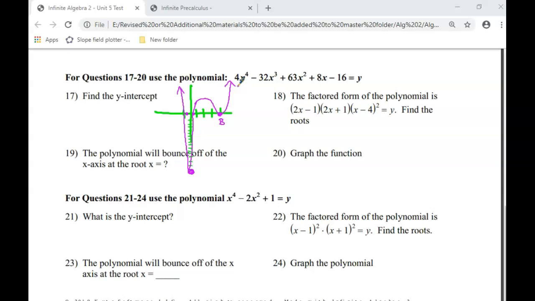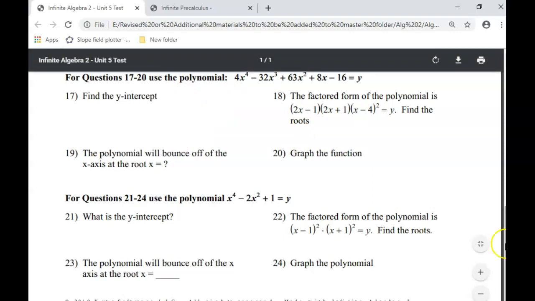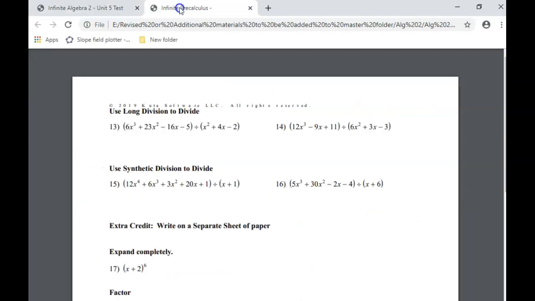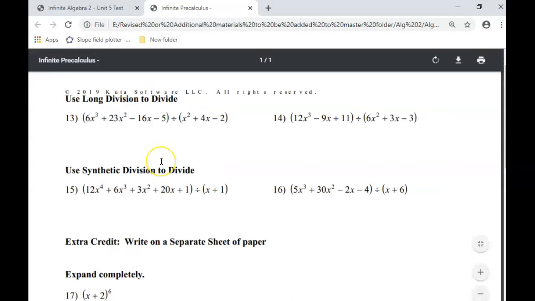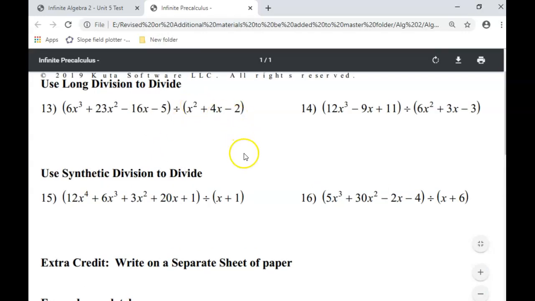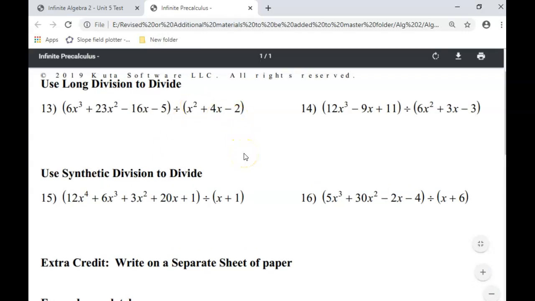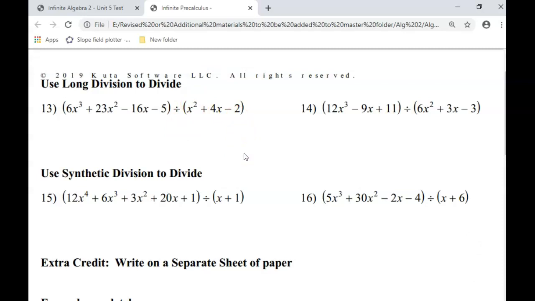So I'll let you guys do 21 through 24. I think there's a little bit more here for us to do. Let's keep moving on. Second worksheet. I'm going to look at doing long division and synthetic division. Okay, so I'll leave the even ones for you guys, but I'm going to do the odd ones as usual.